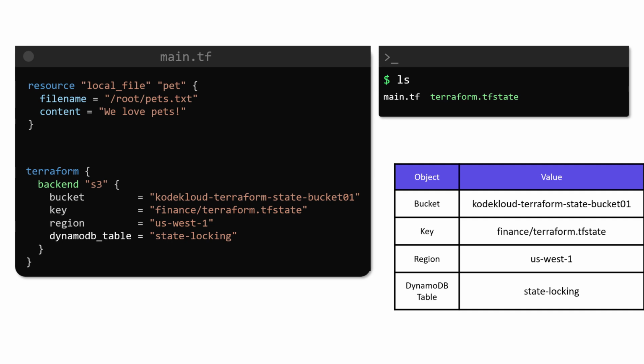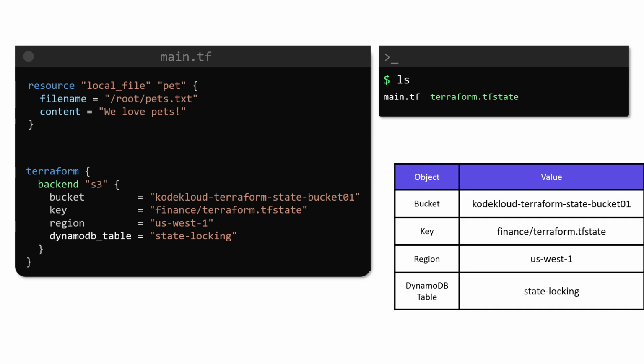In this case, we want to store the Terraform state file within a folder called finance. And this folder should exist within a bucket called codecloud-terraform-state-bucket01. The final argument that is required is the region. This is the region where the S3 bucket has been created, and in this example, it is set to us-west-1. In order to achieve state locking, we can optionally provide a DynamoDB table. This table should have a primary or a hash key with the name LockID. We have already created a DynamoDB table called state-locking for this purpose.